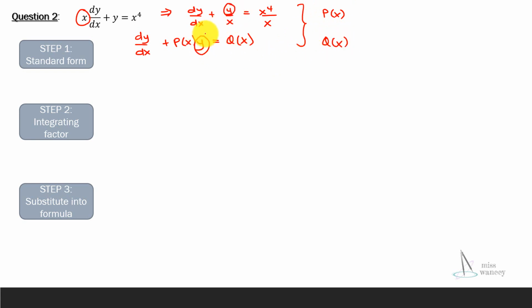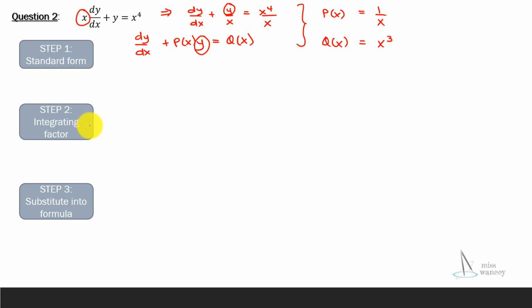So P(x), if you compare them, P(x) will be 1 over x. Take out the y, you should be able to see you have 1 over x multiplied with y. So that is P(x) equal to 1 over x. Meanwhile, for the Q(x), we have x to the power of 4 over x. So this is simply x cubed.